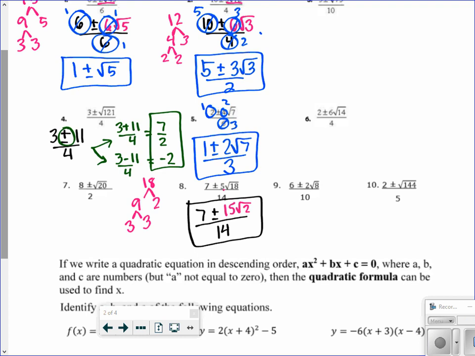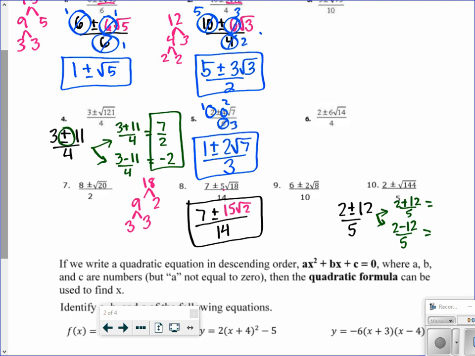So look at number 10. Simplify the radical. What's the square root of 144? 12. So it is another problem like what we just did. 2 plus or minus 12 over 5, which means you have 2 answers to get. One comes from 2 plus 12 over 5, and the other is 2 minus 12 over 5 to get our 2 answers.